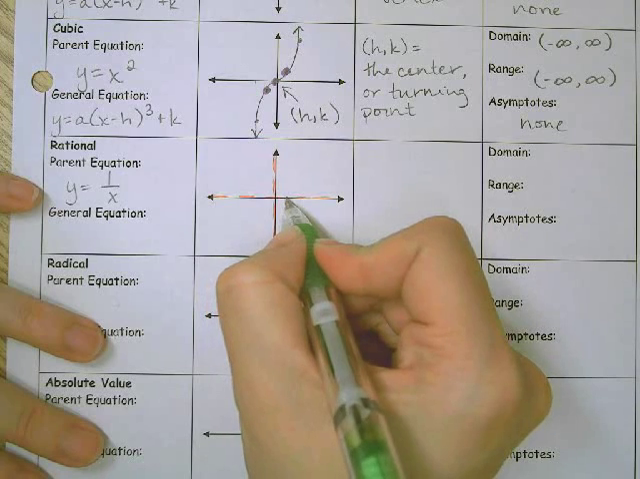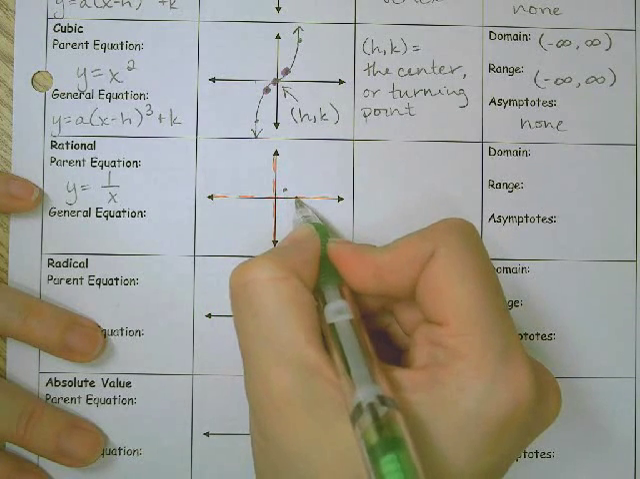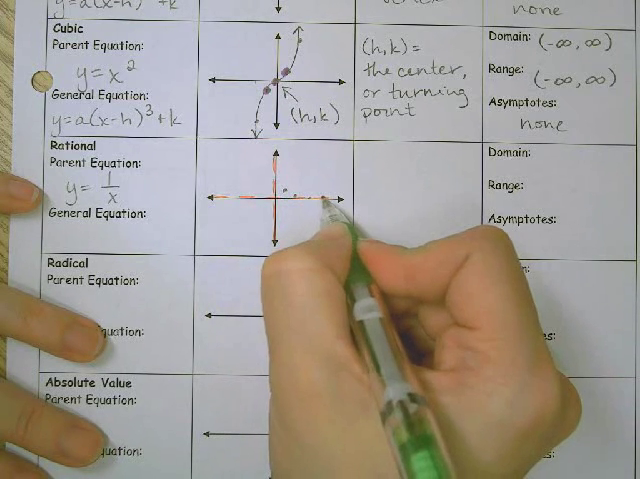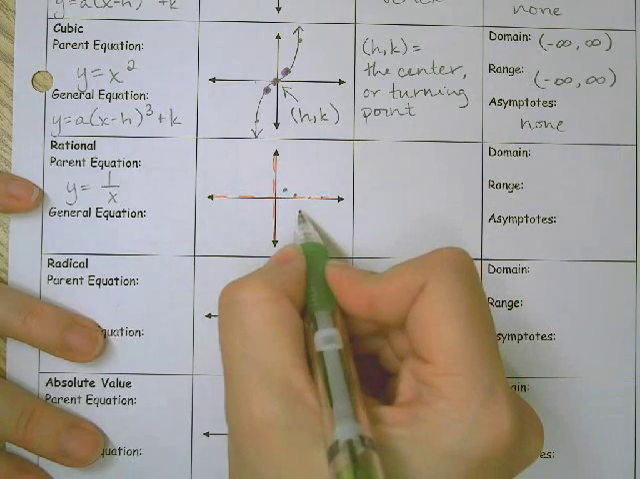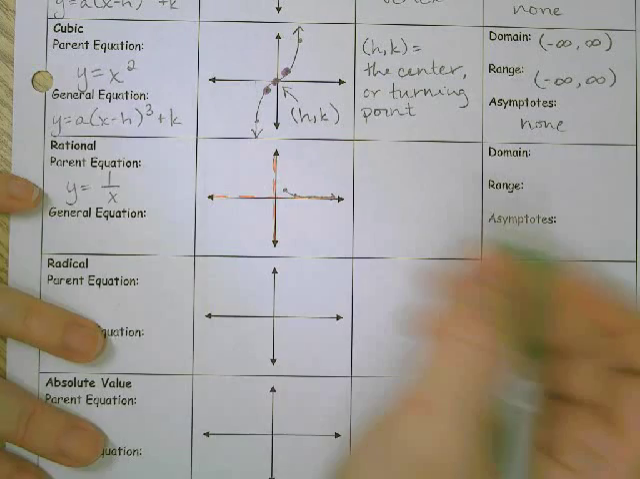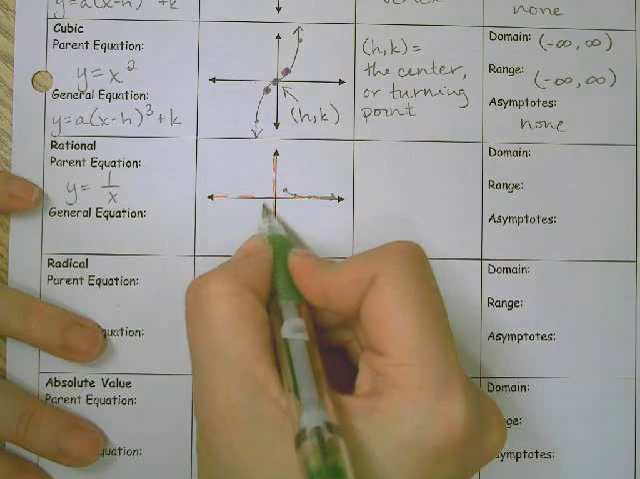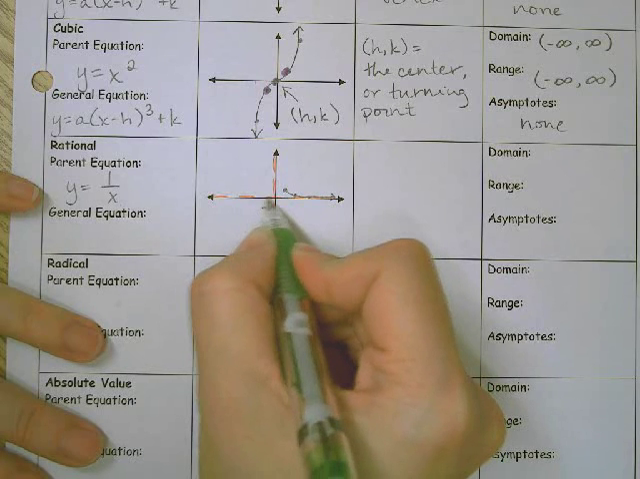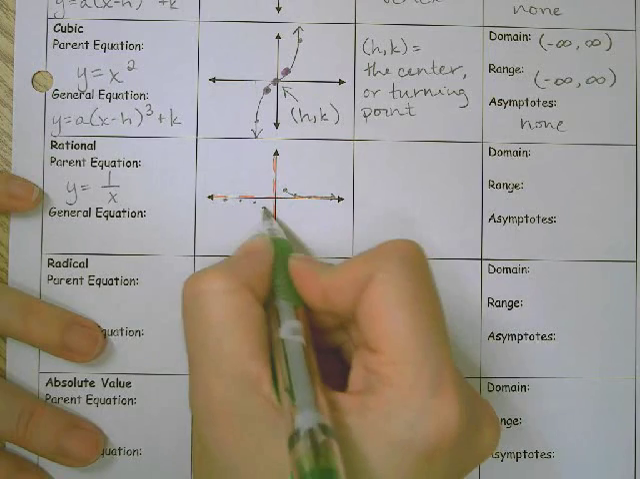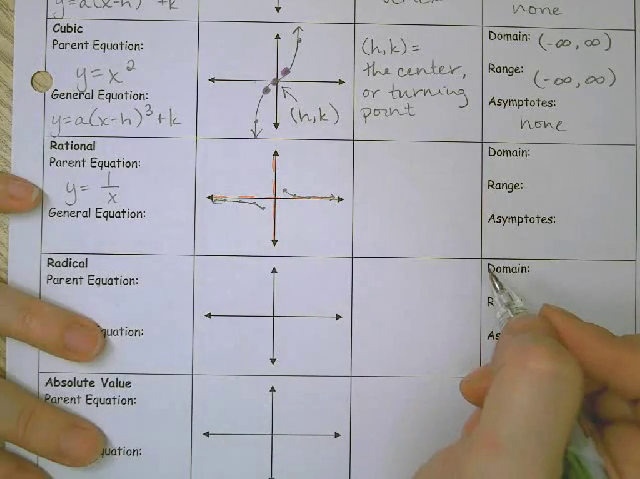If I go out to 1, 1 over 1 is 1. 1 over 2 is 1/2. 1 over 3 is 1/3. 1 over 4 is 1/4. So what's happening is I'm getting closer and closer and closer to that y-axis, but I'm never going to get to it. At -1, 1 over -1 is -1. At -2 it's -1/2. And the same thing is happening over on this side, that it's going to get closer and closer to that y-axis.